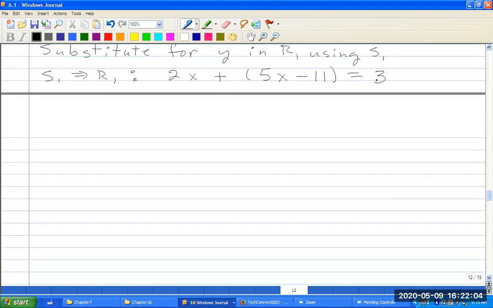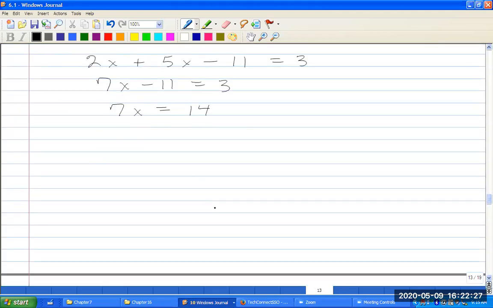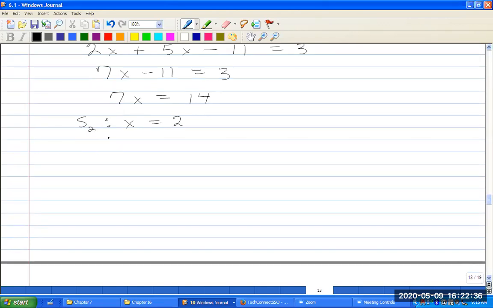Okay, so I have here 2x plus 5x minus 11 equals 3. Combine like terms. So I have 7x minus 11 equals 3. Add 11 to both sides. So 7x is equal to 14. Divide by 7. So x is equal to 2. And so let's call this S2 so I can refer back to it.